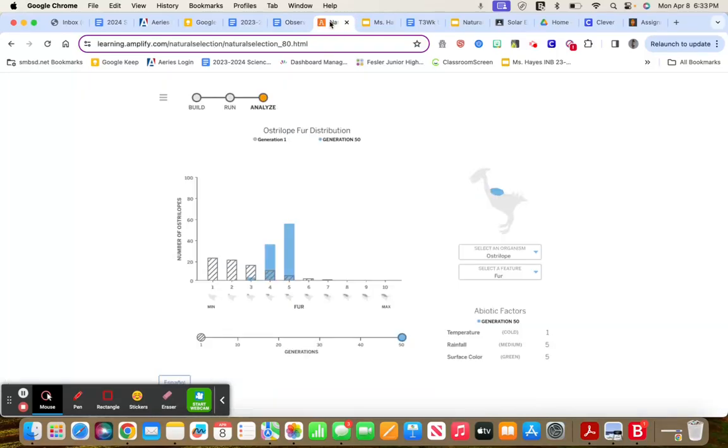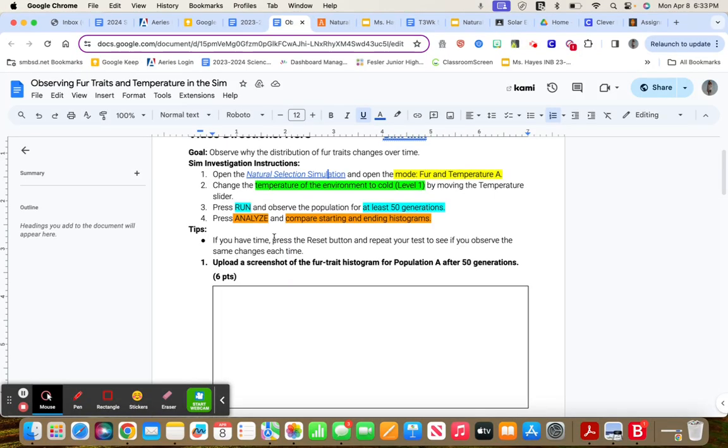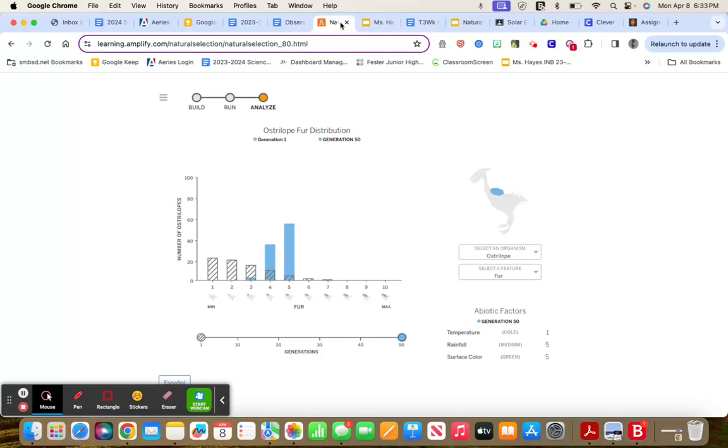What you're going to notice looking at my graph is that you might get a slightly different graph than me, and that is okay. We're going to take a screenshot of whatever graph you got. So take a screenshot of this on your Chromebook. It's going to look a little different, but that's okay.